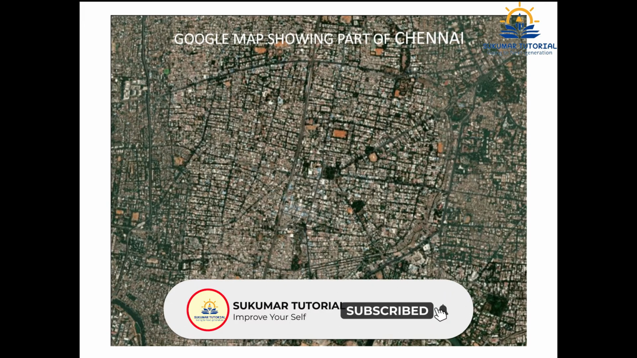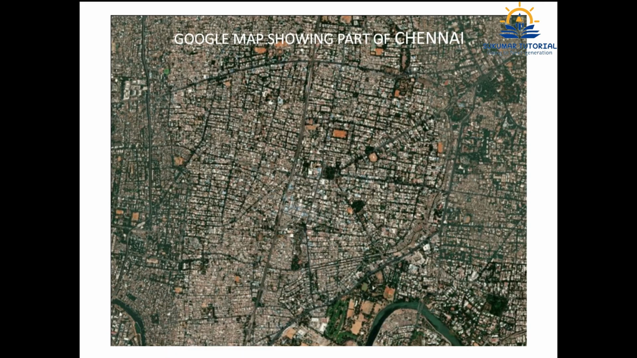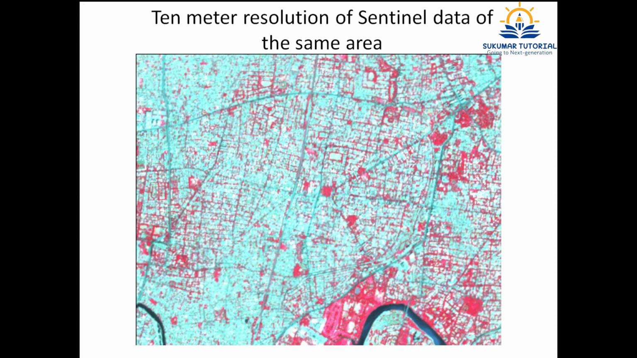It's a high resolution image of part of Chennai. You can see the individual buildings. You can zoom to some level and then you can see the road layout, vegetation, alignment of streets, etc. very clearly. This is a 10-meter resolution of Sentinel data of the same area.